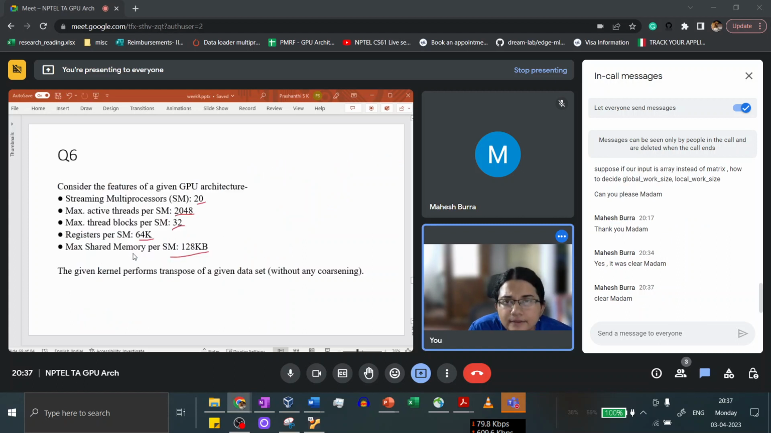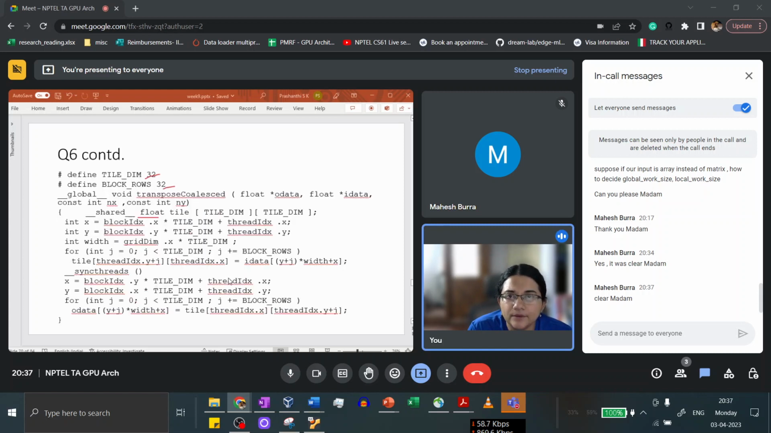Great. So now let's go back to question 6, where we had stopped. We had solved question 6, but I'll go through it very quickly so that you can ask me if you have any doubts. Here we have SMs as 20, max active threads per SM is 2048, max thread blocks is 32, registers per SM is 64K, and max shared memory per SM is 128 KB. The given kernel performs transpose of a given dataset without any coarsening, right? And your tile dimension is 32, block rows 32.